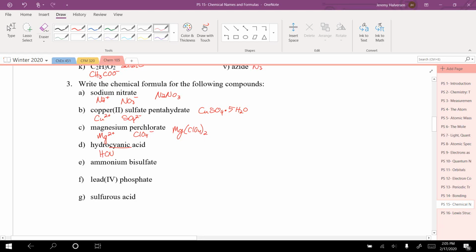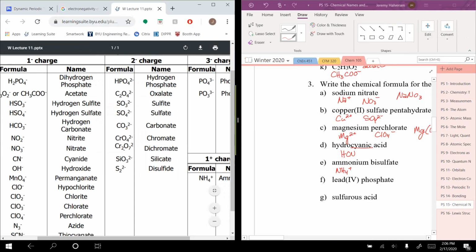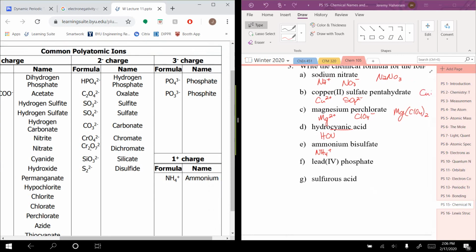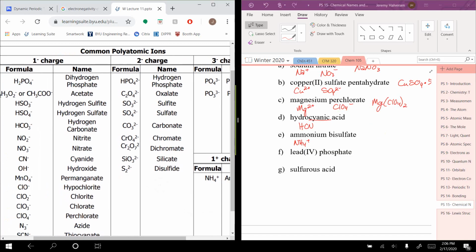All right, let's keep going. We have ammonium bisulfate. So ammonium is one of the polyatomic ions, NH4+. I'll jump that back over here. Ammonium is right there, NH4+. Bisulfate is the same as hydrogen sulfate right there, so HSO4-. Now you might be wondering, why is that not the acid?